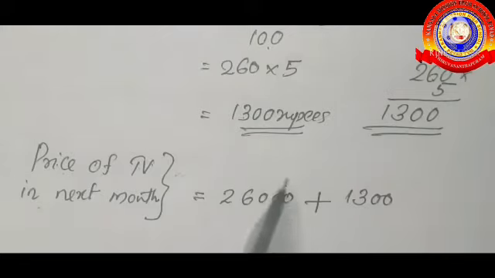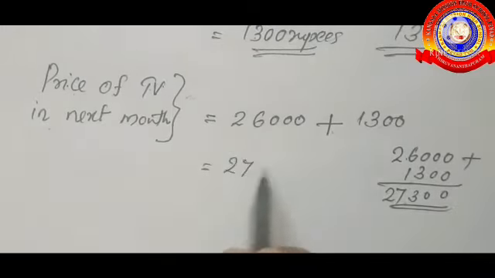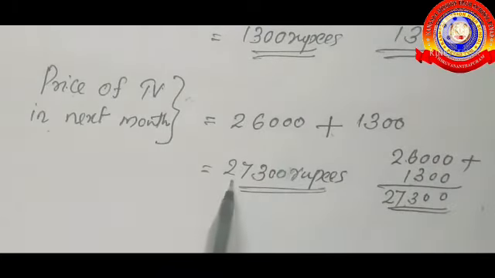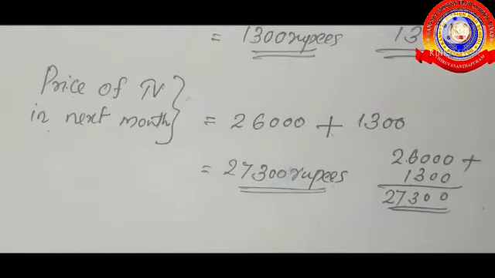So, it becomes 26,000 plus 1,300, which is equal to 27,300 rupees. So the price of the TV in next month is equal to 27,300 rupees.